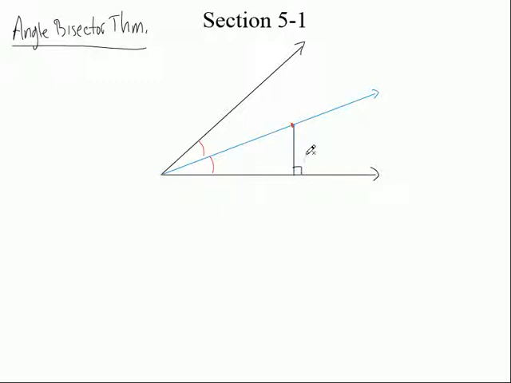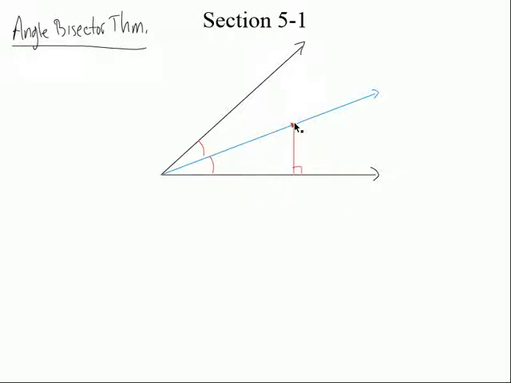Actually, I meant that to be red. Let's just make these red. Okay. So now there's the perpendicular. That's the distance from this point to this ray right here, that side of the angle.